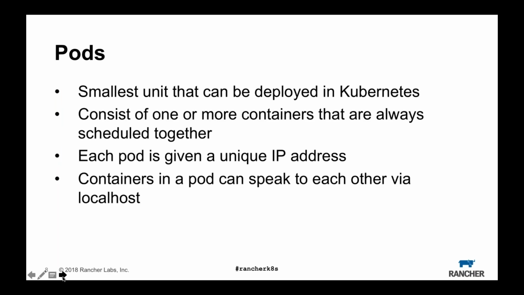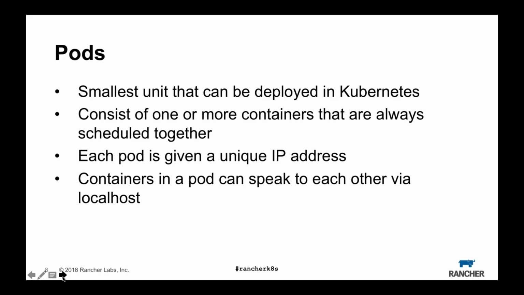So first off, pods are the smallest unit that can be deployed in Kubernetes. A pod consists of one or more containers, and they're always scheduled together. So you can have multiple replicas of a pod, but for each pod, all those containers are going to be scheduled together. That means that they're going to share a local host, they're going to share file access and namespace, things like that. Each pod is given a unique IP address.